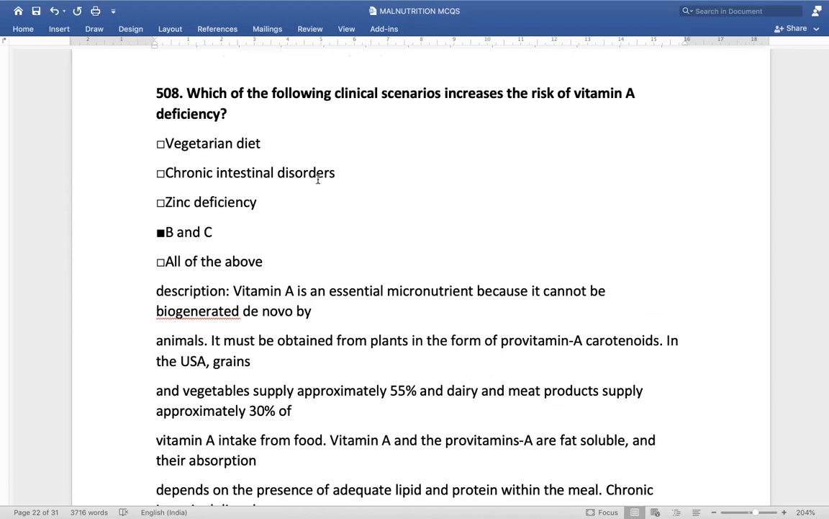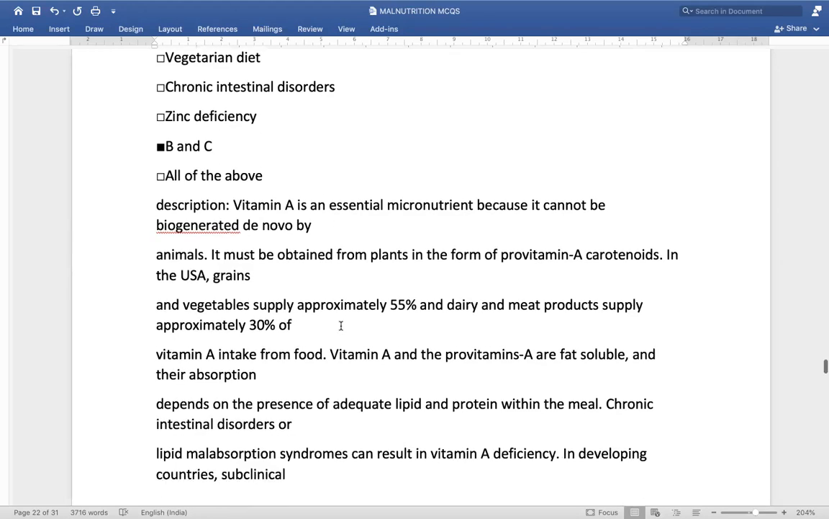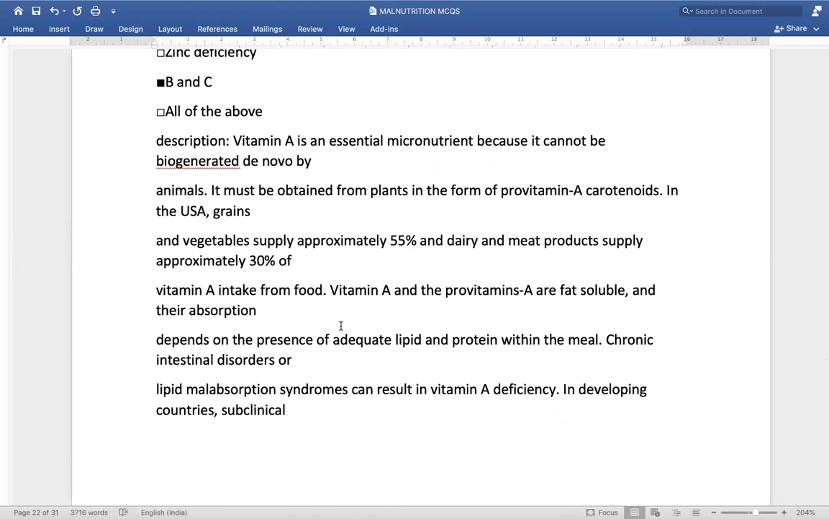Chronic intestinal disorders, definitely it will lead to fat malabsorption. Fat is required for absorption from the diet. And zinc deficiency, definitely zinc deficiency will cause intestinal dysfunction and prevent vitamin A absorption. So "all of the above" is not the right answer. Both chronic intestinal disorders and zinc deficiency are reasons for vitamin A deficiency.